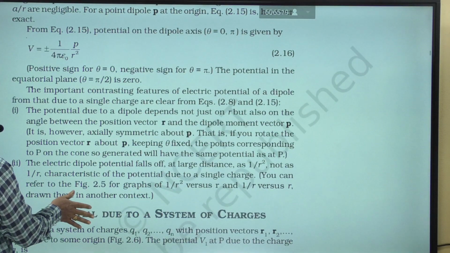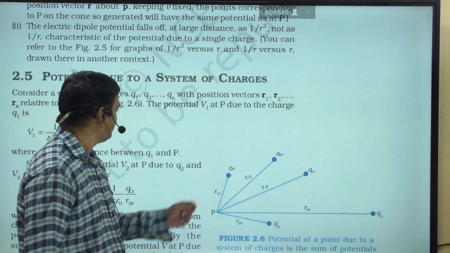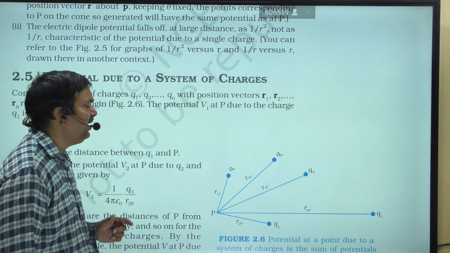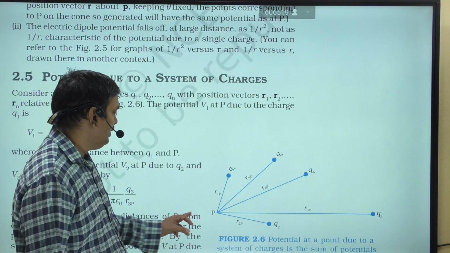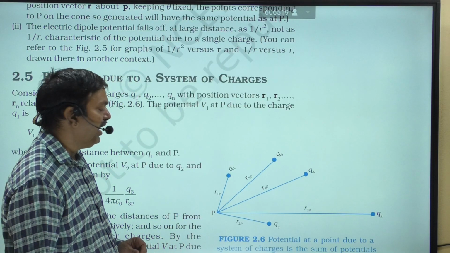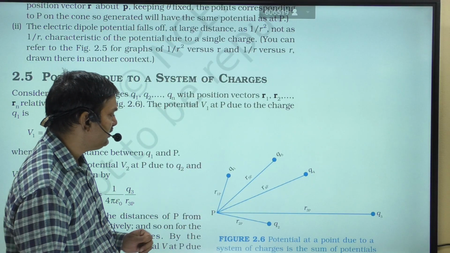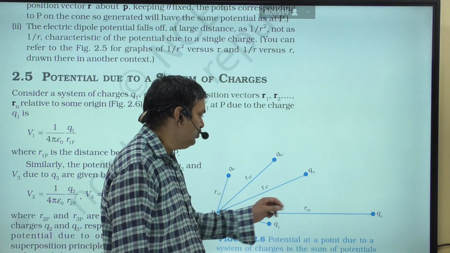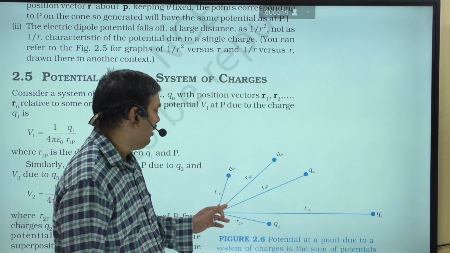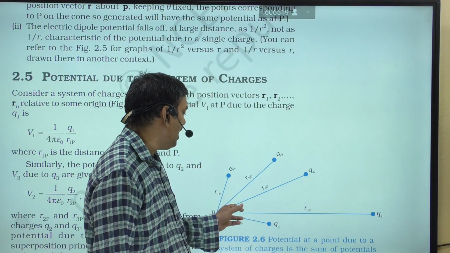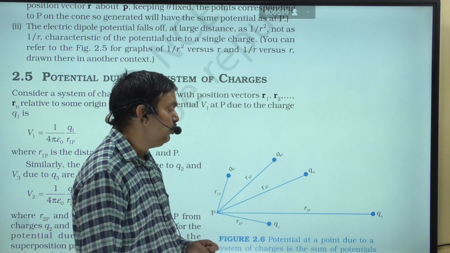Fine. Now, if that is the case, we can also extend this to a system of n number of charges. The same potential can be extended to a system of n number of charges, as you see here. When you have a system of charges, say Q1, Q2, Q3, Q4 and Q5, located at position vectors R1p, R2p, like that: Q1 is located at R1p, Q2 is located at R2p.